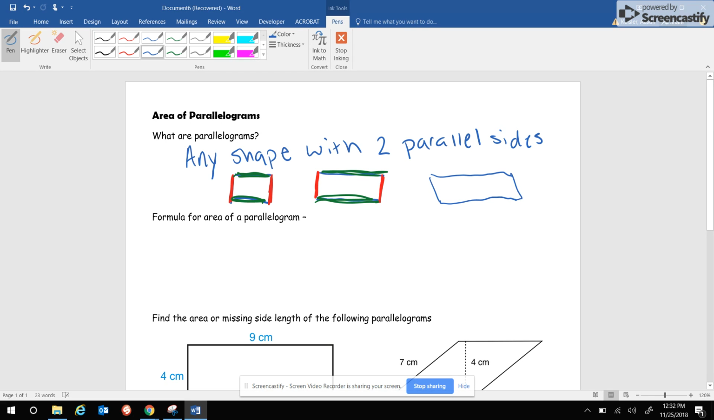And one that you may not be familiar with, a parallelogram can also look like this, because these two sides, if they kept going forever and ever, would never touch. Same thing with these two sides. They would never touch. So our formula for finding area is just the area equals the base times the height. And most of the time you'll just see it as A equals BH. Area equals base times height.